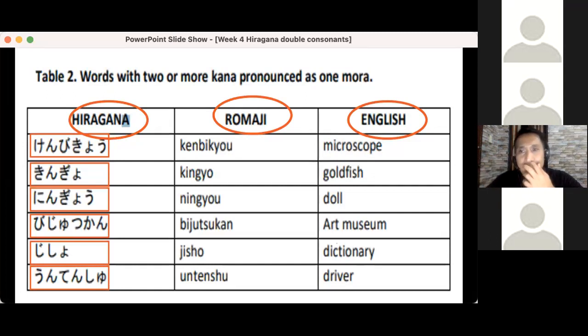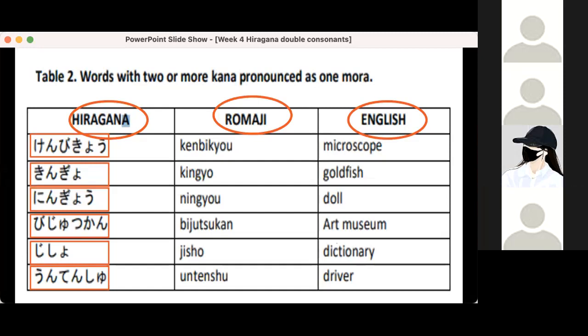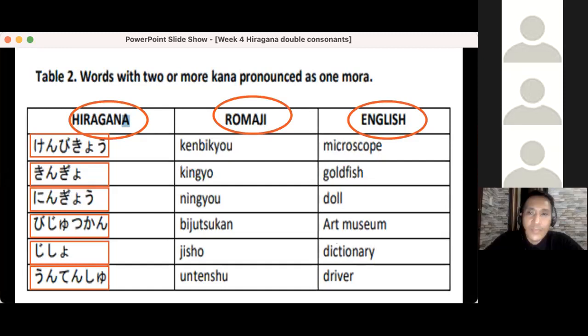Sige. Try natin si Rhea. Rhea, please read. Sige, Rhea. Kenbikyo. Kingyo. Ningyo. Bijutsukan. Jisho. Untenshu. Sige, sige. Thank you so much, Rhea. I think that's better, no? Bijutsukan means art museum. So, kenbikyo, kingyo, ningyo, bijutsukan, jisho, untenshu.